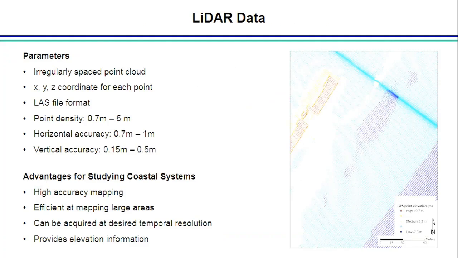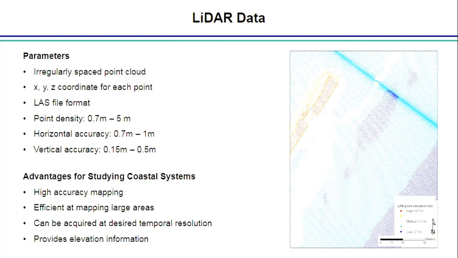So when you get your LiDAR data, it looks like a point cloud, which is what you see here. It's irregularly spaced points. And for every point, you have an X, Y, and Z coordinate, which is your location and elevation. The files are generally in LAS format, and they vary in their point density and their accuracy depending on the type of sensor that was used. Generally, LiDAR data that's been more recently collected will have a higher accuracy and a much higher point density, whereas if you look at LiDAR data that was collected in the 1990s, you'll see closer to the 5-meter range of point density and the lower resolution.